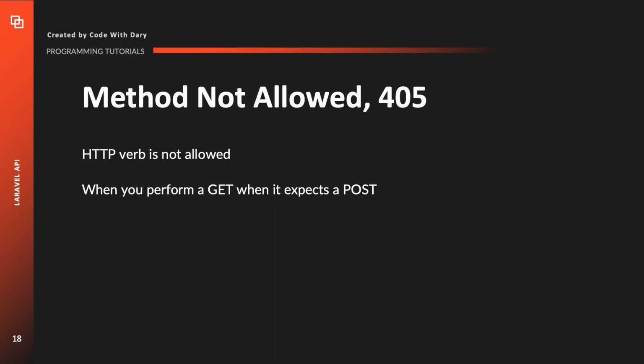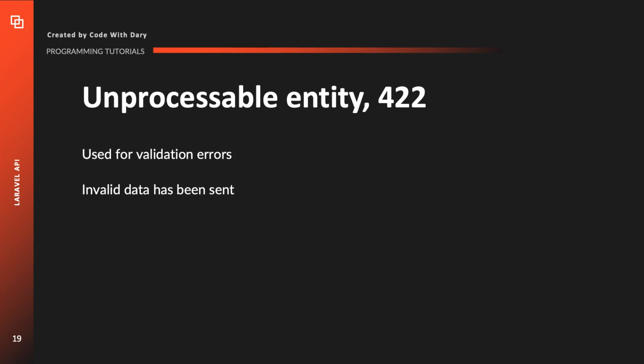The 405 status code comes up whenever you're trying to create a request with an HTTP verb that is not allowed. So if you try to perform a GET verb when it's expecting a POST, a 405 will be printed out. Now the last one in the 400 range is the 422, and this will tell the client that the data that has been sent is invalid.